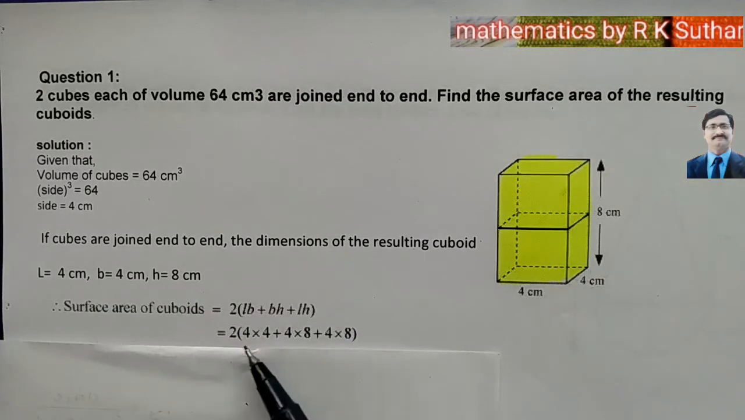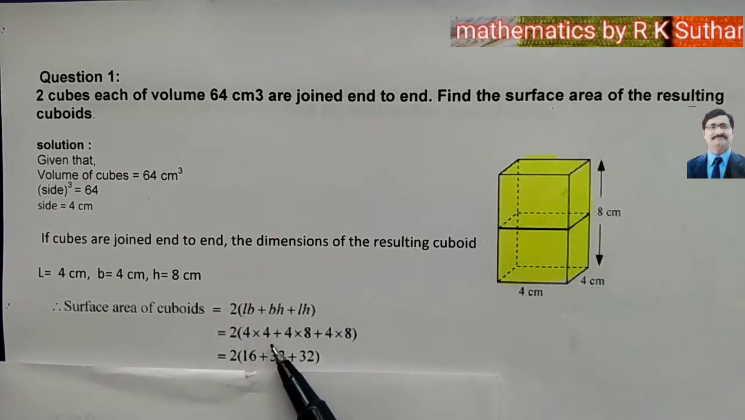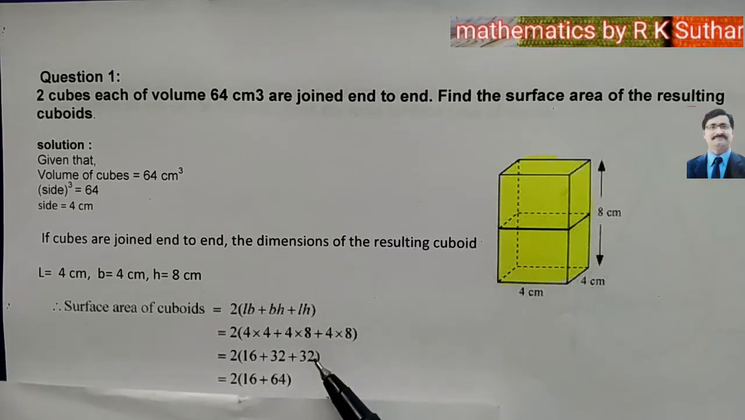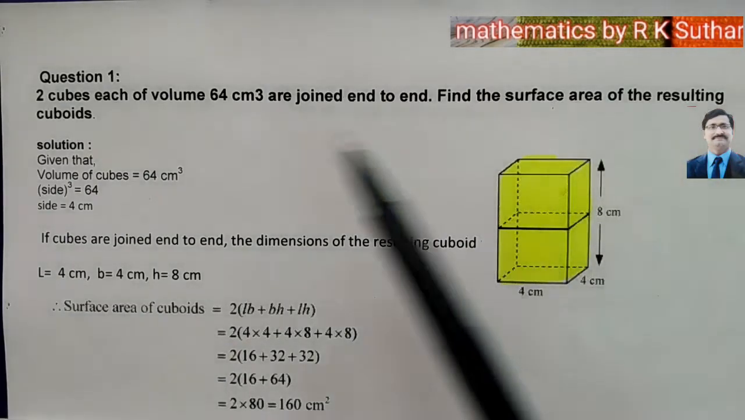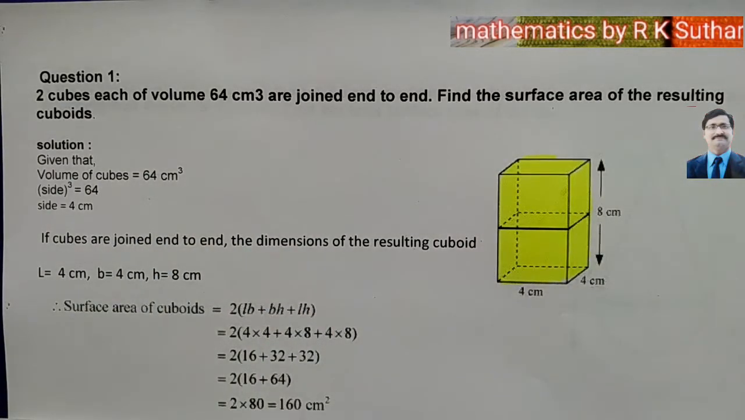So we get 2 times the bracket 4 into 4 plus 4 into 8 plus 4 into 8, and we multiply. We get 4 times 4 is 16, 4 times 8 is 32, and 4 times 8 is 32. We add these and we get 80 in total. So 2 into 80 is 160 centimeter square. So the surface area of the resulting cuboid is 160 centimeter square. All of you understand this? This is a very simple question.